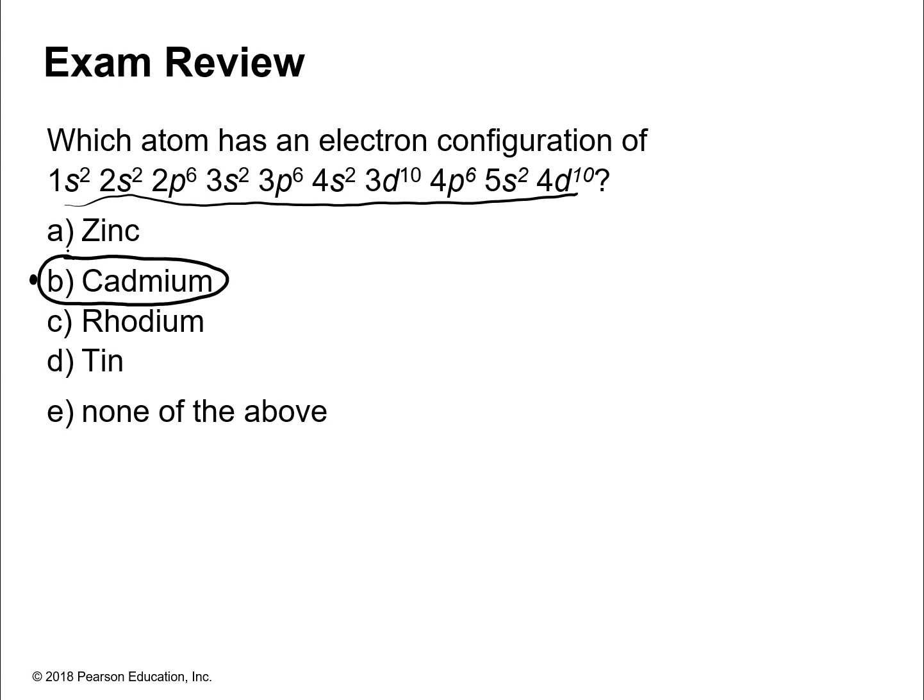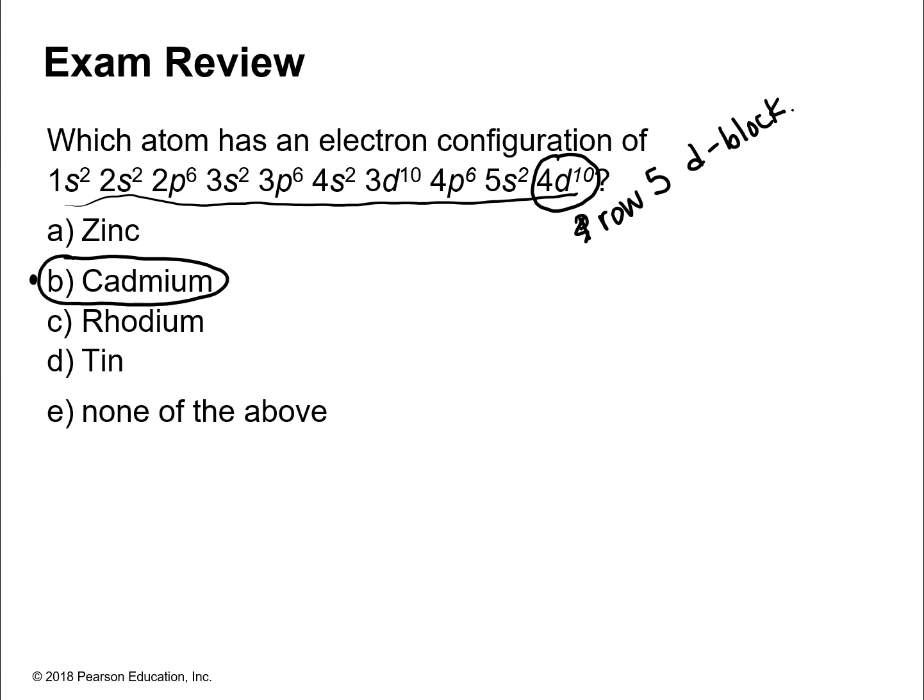And I agree. The way that you can figure this out is by looking at your periodic table, and if you have your cheat sheet where all the s's and the p's and the d's are marked for each row on the periodic table, then you can just find the place where the 4d energy sublevel is full. And so the location of that is going to be in row 5 in the d block. The only thing that fits that is cadmium.